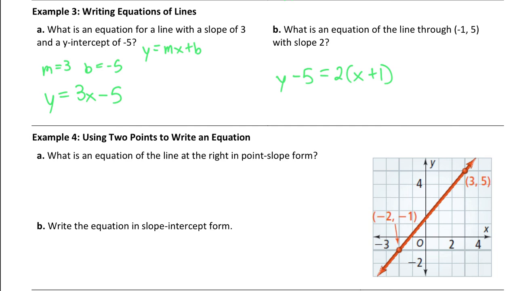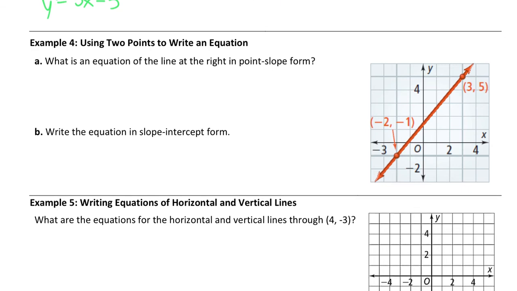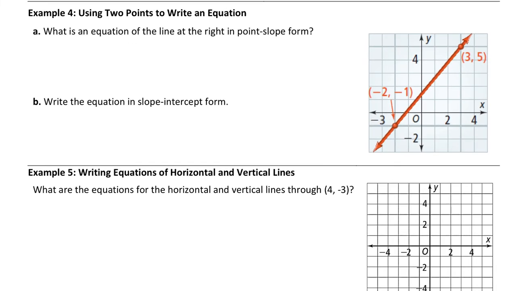So example 4 kind of touches on that. Example 4, we're going to write in point-slope form. So we first have to find the slope. So back to that y2 minus y1. 5 minus -1 over 3 minus -2. So 6 over 5 is the slope of that line.